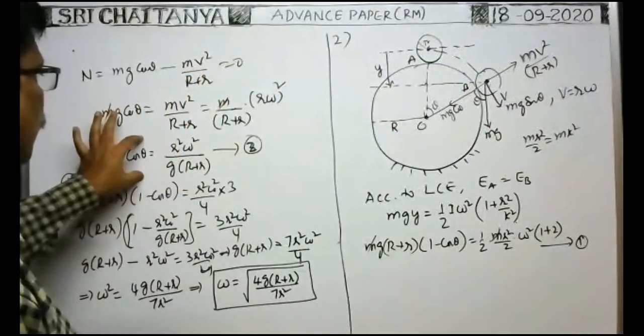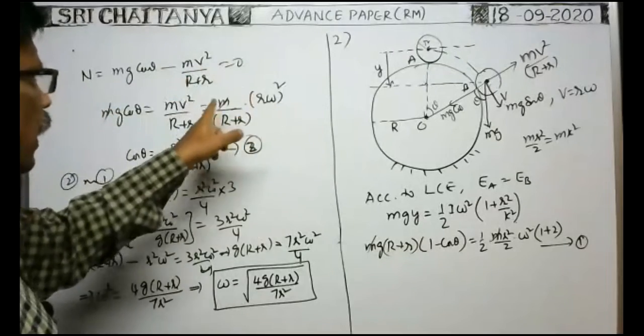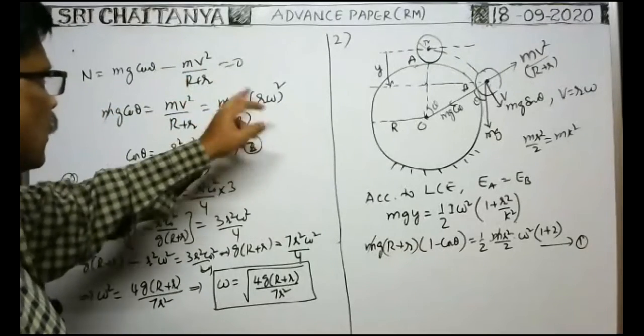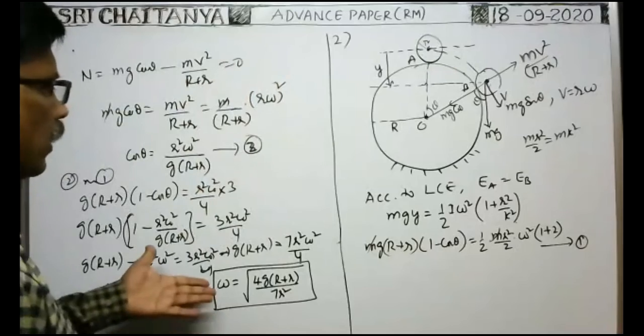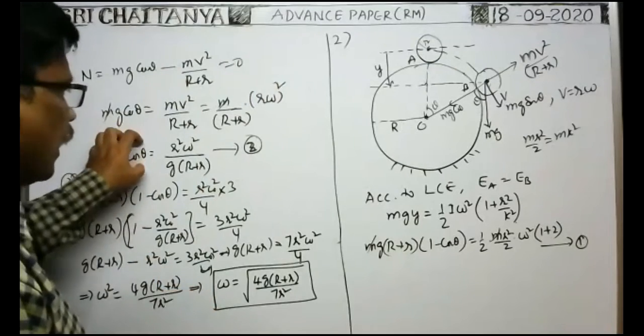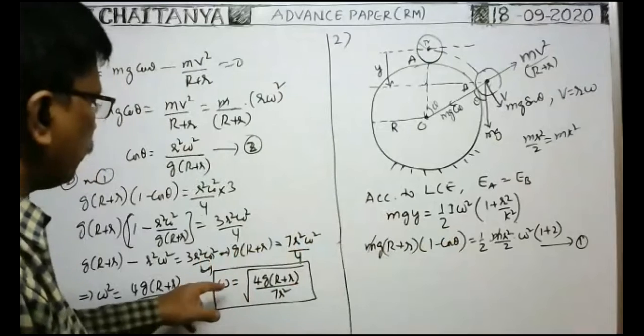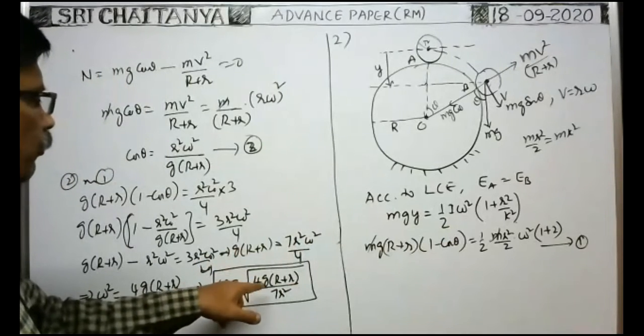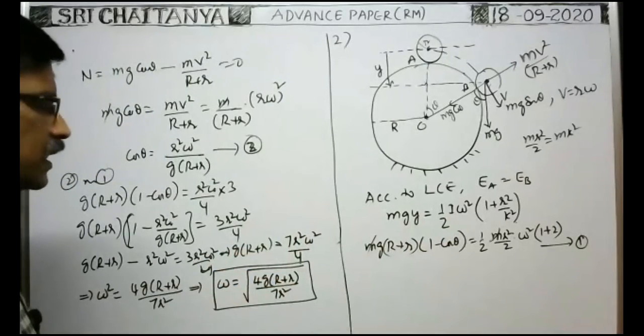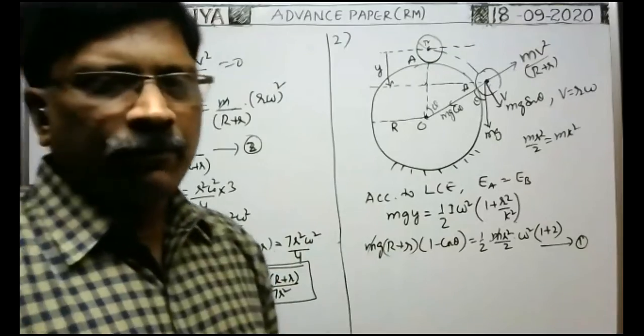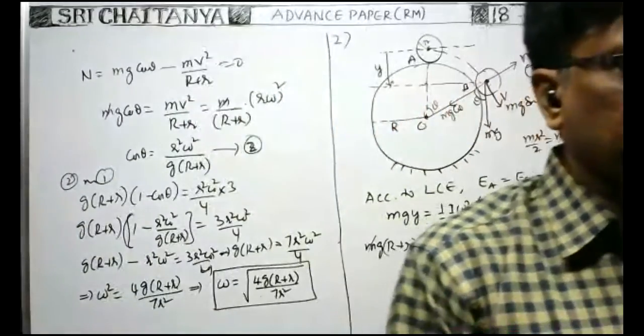Then I got cos theta is equal to this one. V, I substituted small r into omega, small r into omega squared. So when you simplify, you substitute this cos theta value in this, and if you simplify them, then you will get omega is equal to square root of 4z of capital R plus small r by 7 r square. That is the formula for angular velocity.